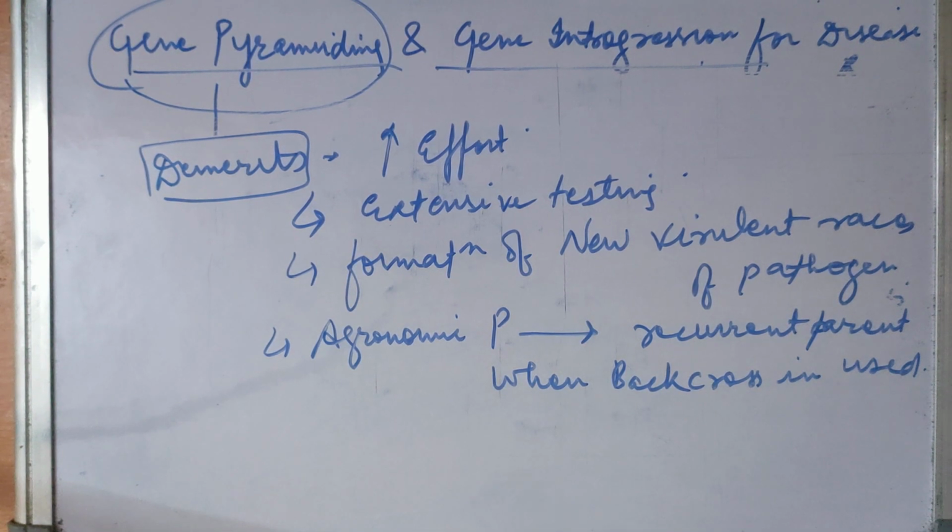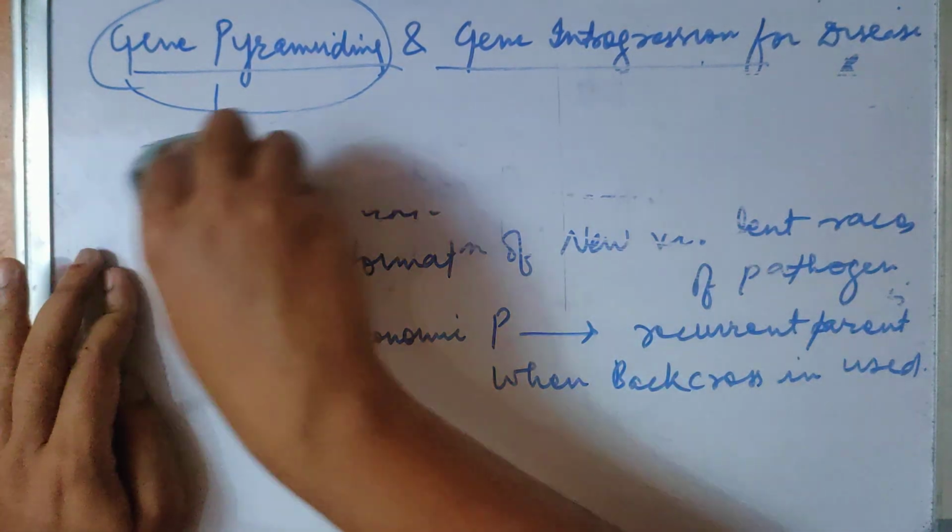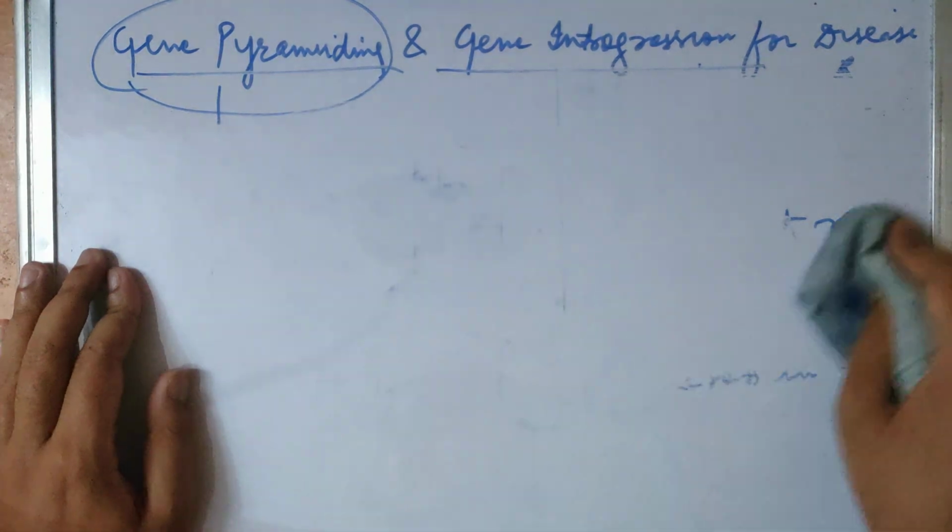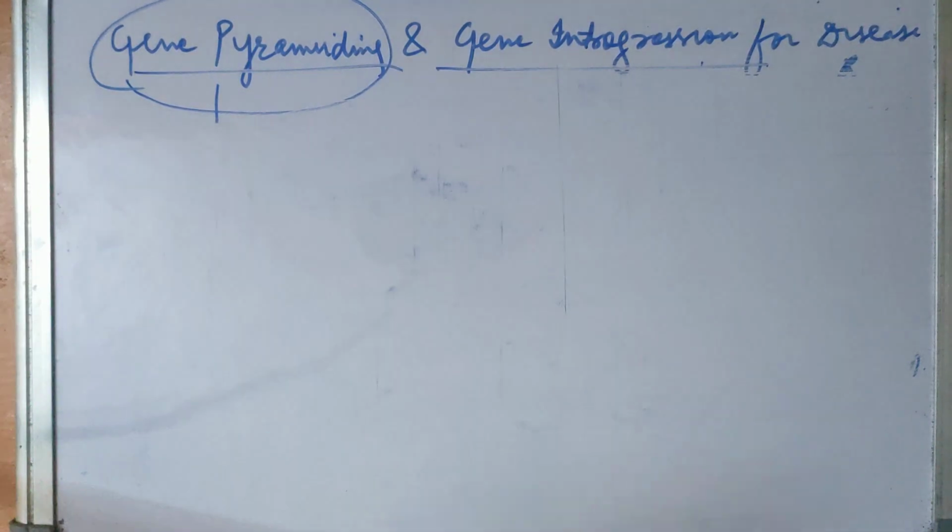So these are the demerits of gene pyramiding. We have finished gene pyramiding. Now we will move into gene introgression. What is gene introgression?